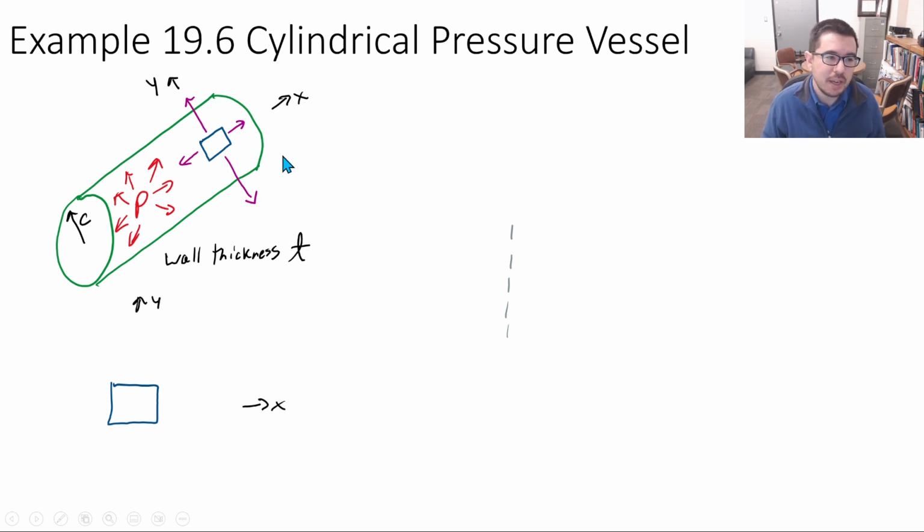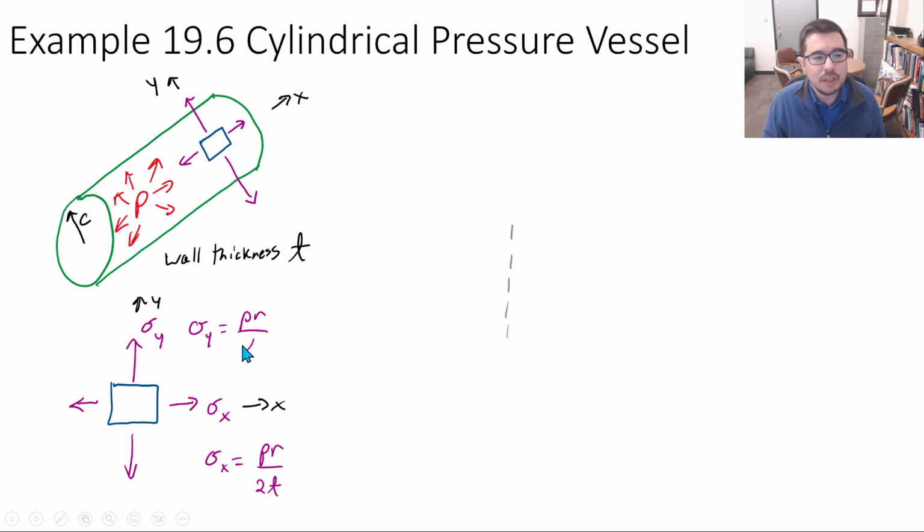All right, so here's x and y coordinates. We're saying this is sigma x, this little arrow there, in this axis, and then this is sigma y. That's the hoop stress direction. Sigma x is PR over 2t, and this is the longitudinal stress. And sigma y is PR over t, twice that. So what's the average? The average of these two, halfway in between, is 3PR over 4t.